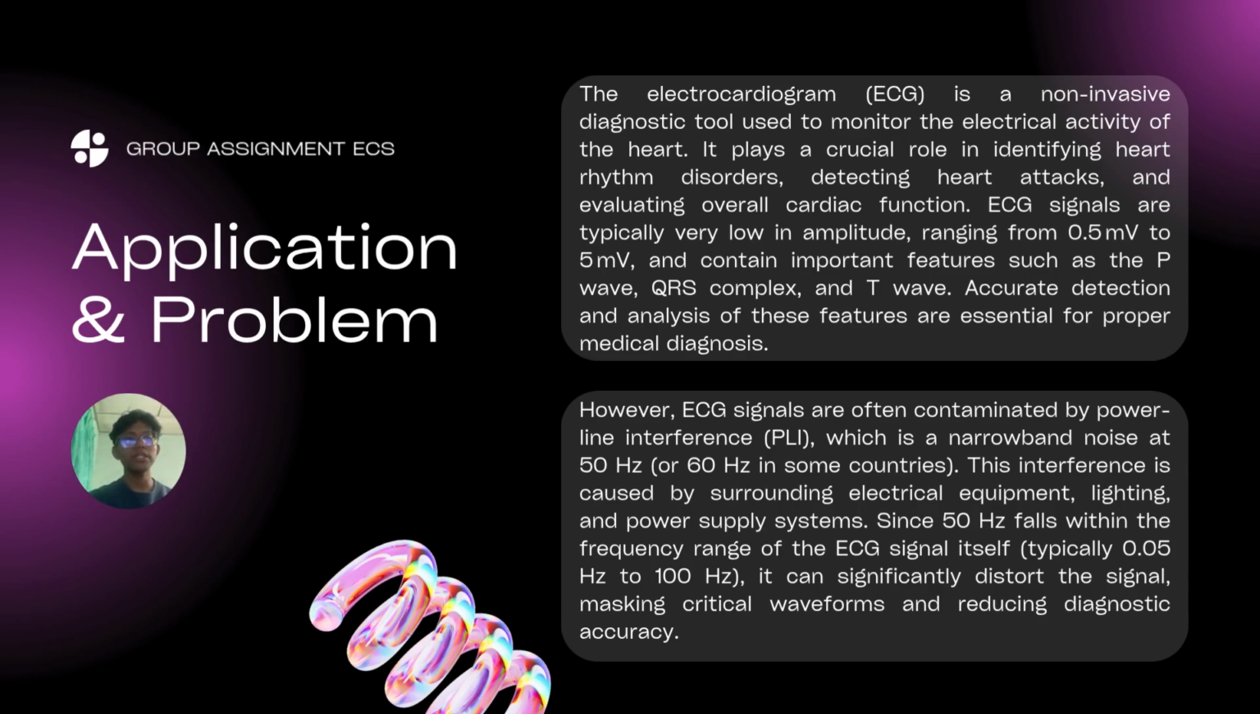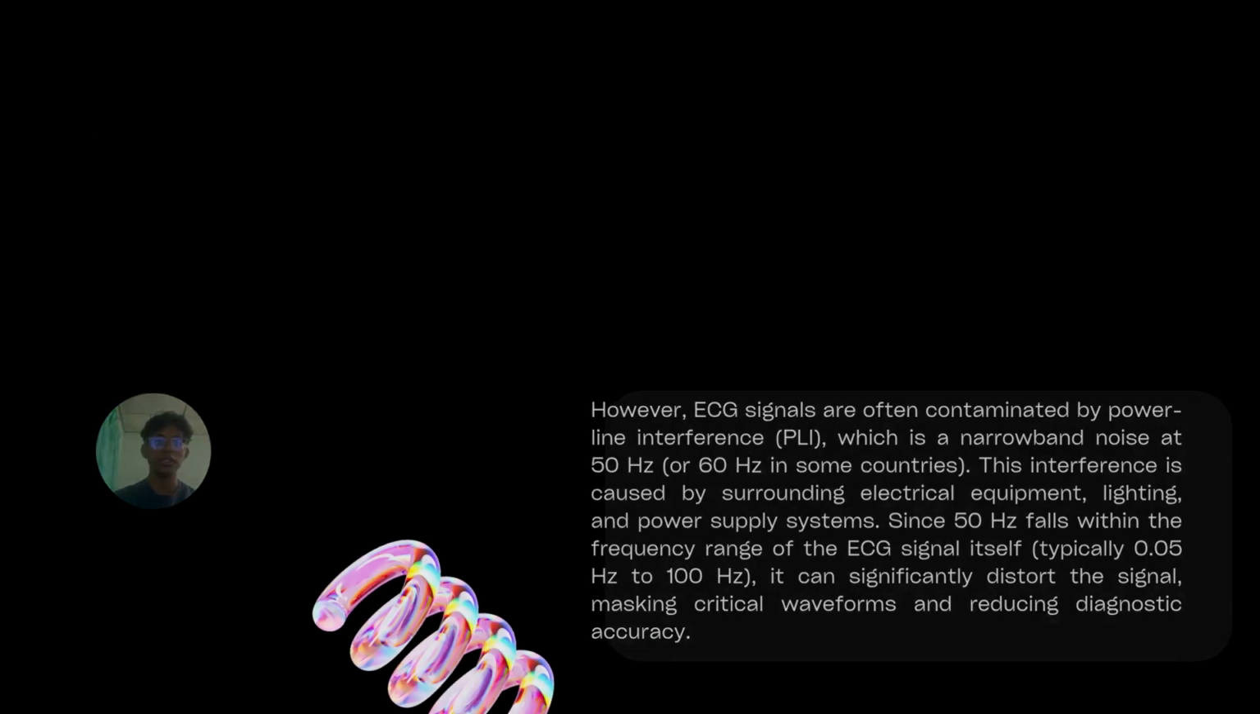However, ECG signals are often contaminated by power line interference, which we call PLI, which is a narrowband noise at 50 Hz, or 60 Hz in some countries. This interference is caused by surrounding electrical equipment, lighting, and power supply systems. Since 50 Hz falls within the frequency range of the ECG signal itself, typically 0.05 Hz to 100 Hz, it can significantly distort the signal, masking critical waveforms and reducing diagnostic accuracy.